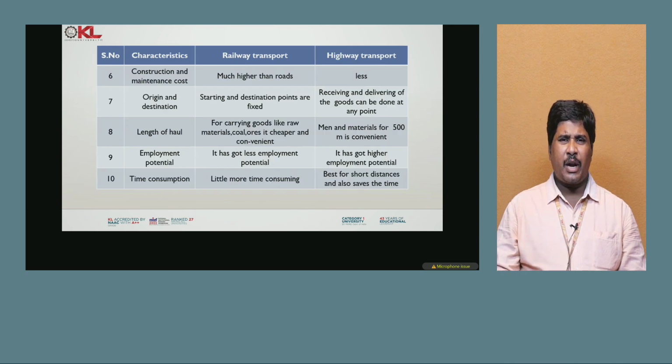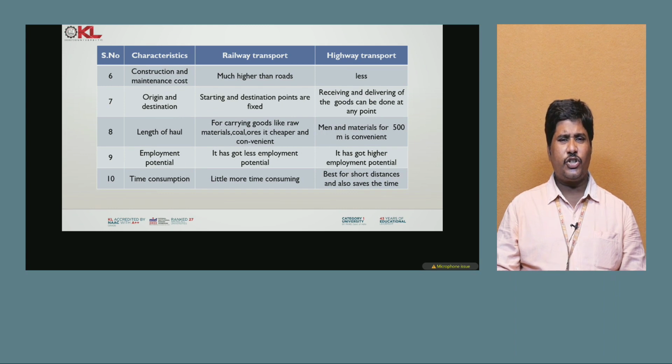And construction and maintenance cost, we know, is much higher for railways than roads, because track maintenance and track laying, provision of the interlocking systems, provision of the block systems, etc., require more money. So when compared to the roads or highways, it is much higher. Coming to highway transport, the construction and maintenance cost is very less.